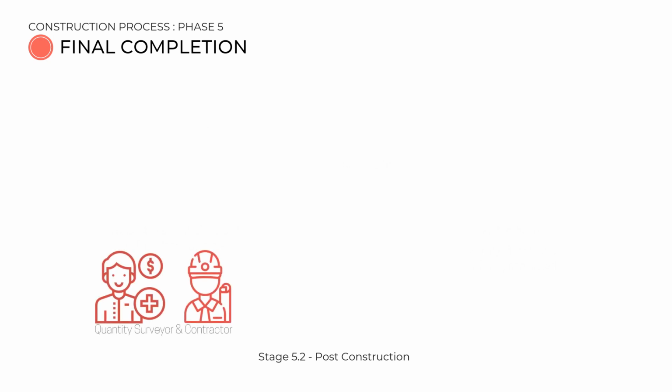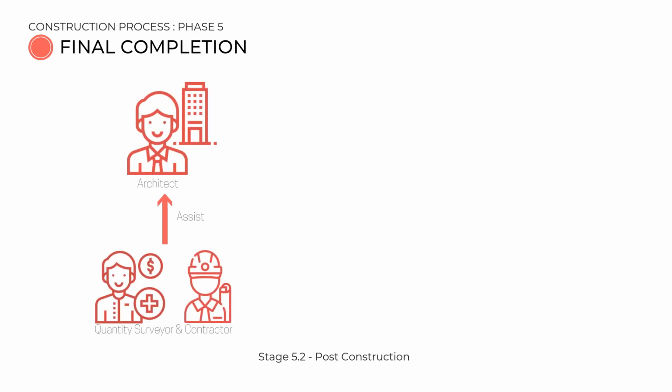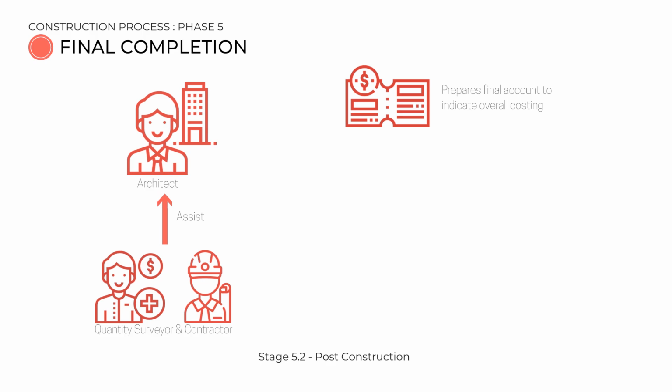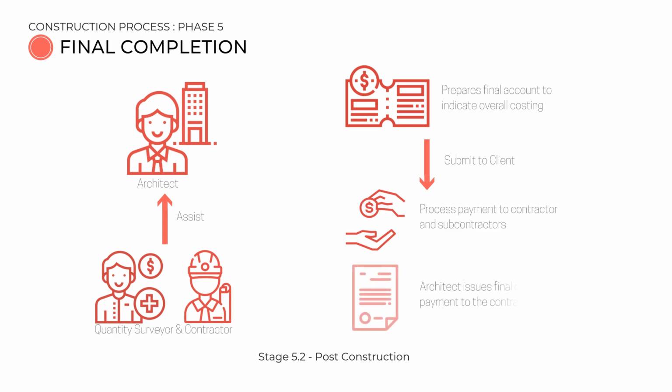The quantity surveyor and contractor will then assist the architect in preparing a final account that indicates the overall costing and submitted to the client. Payment is then processed to the contractor and subcontractors. Finally, the architect issues the final certificate of payment to the contractor.